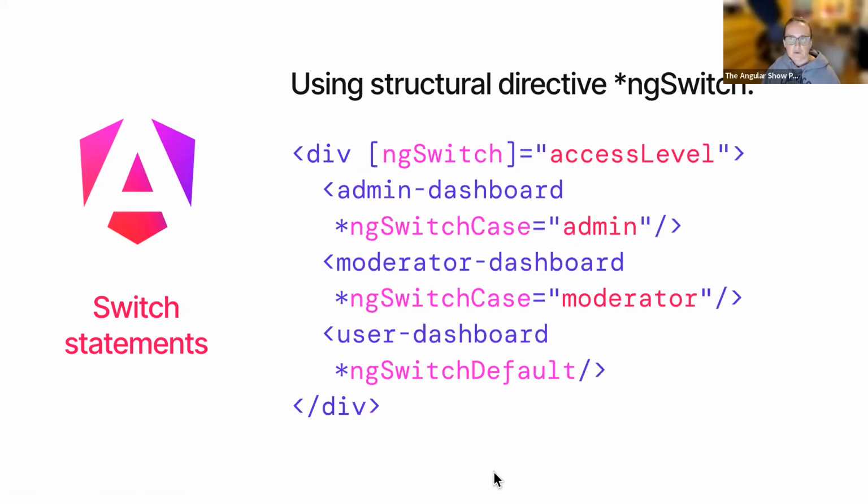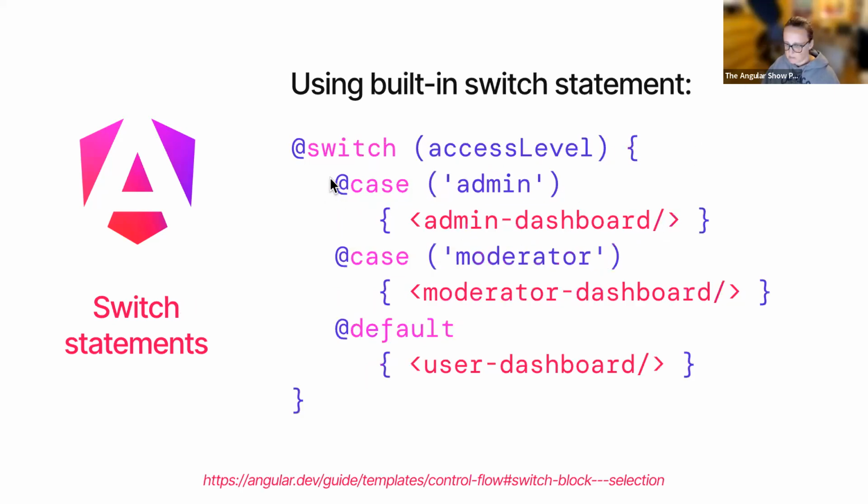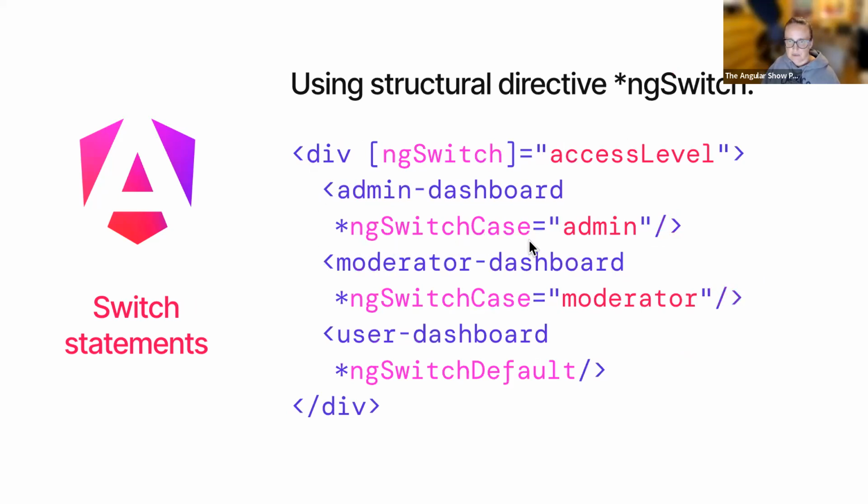The next one is switch statements. So we have ng-switch, which is another structural directive. So this is taking in this component property. So if the access level equals admin, it's going to render the admin dashboard. This is a little confusing. Oops, I tried to highlight it. So this block here. So if the admin dashboard satisfies the switch case for access level, it will render. Moderator will render if it satisfies that condition. Otherwise, it will render the default user dashboard. So this is a little bit difficult to understand.